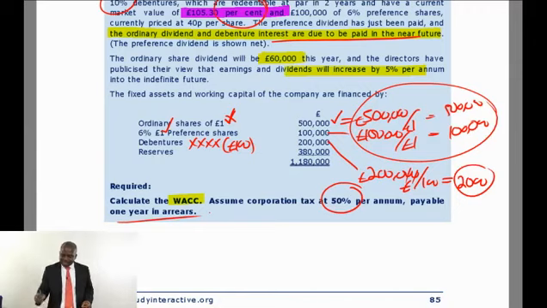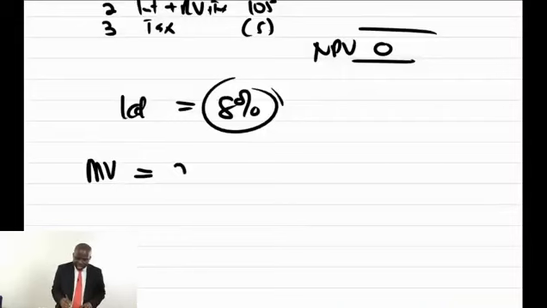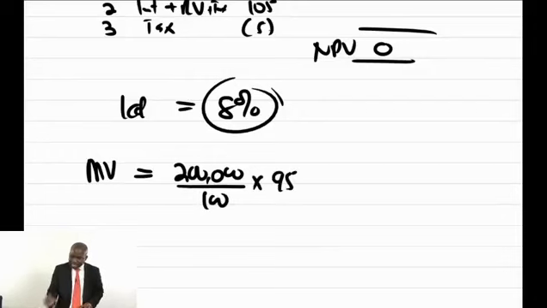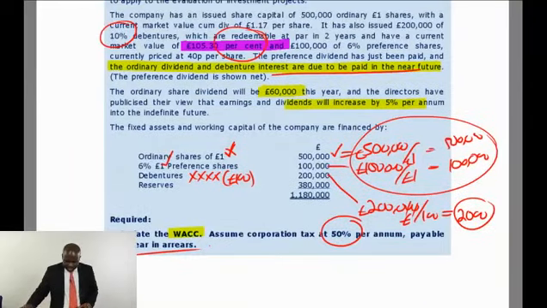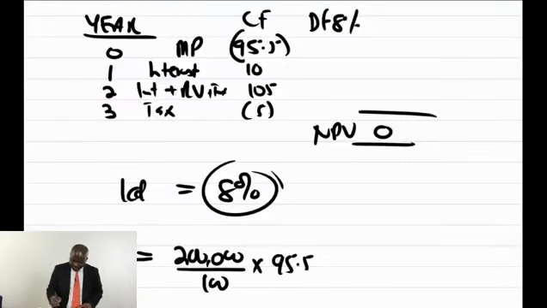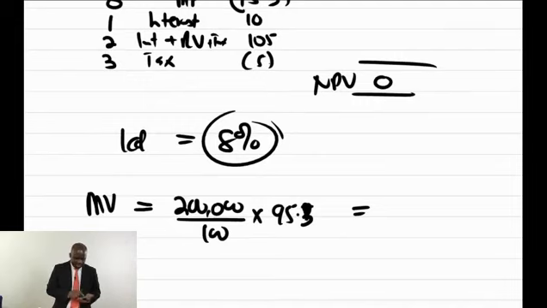And the market price that we are going to multiply is the ex-interest price. So I will calculate my market value as 200,000 divided by 100, multiplied by the ex-interest price of 95.3. Let me check it again. 95.3, because it's 105.3 cum interest, and that should give you the market value. 200,000 times 95.3, all divided by 100, and that is 190,600.